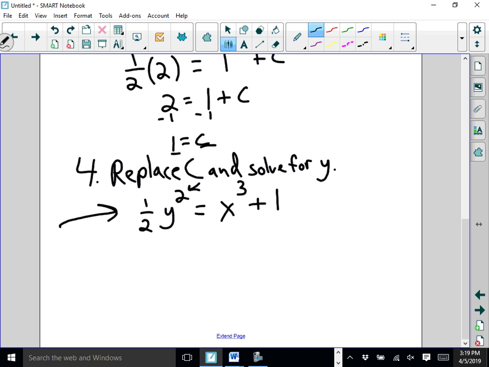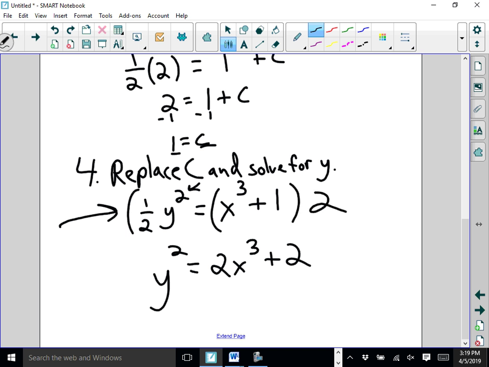So I'm going to multiply the whole equation by 2. When I do that, I get y squared equals 2x cubed plus 2. Make sure you multiply the whole thing on each side by 2.